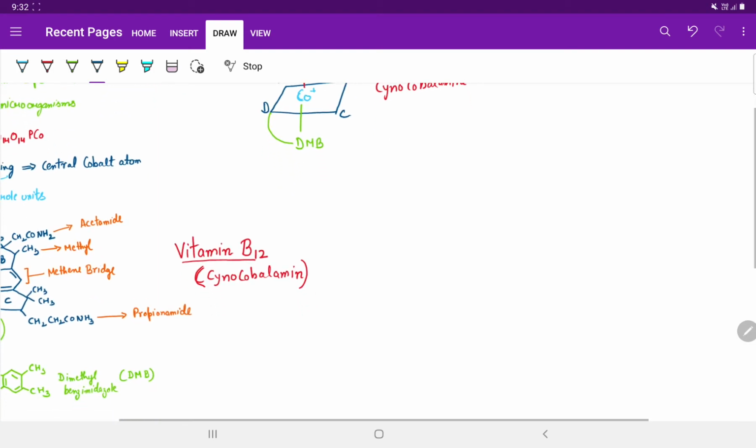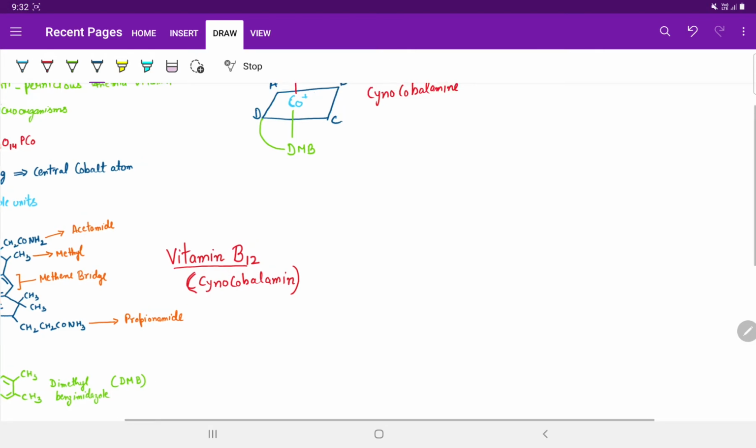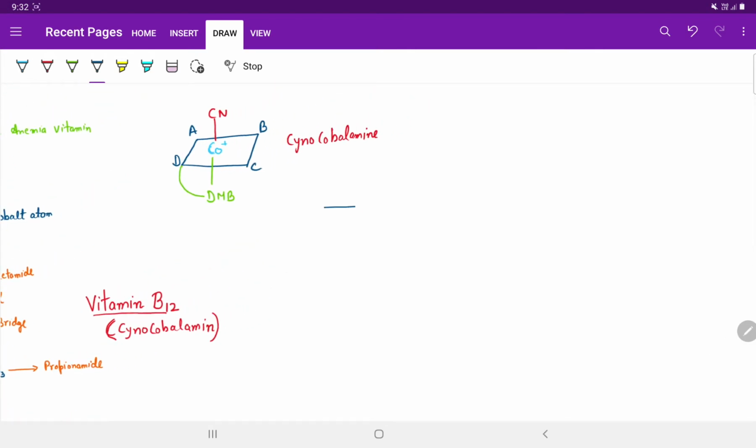So other than this cyanocobalamin, there occurs a methylcobalamin also. Just the difference is that instead of the cyanide, a methyl group will be attached and the rest of the structure remains the same. So at this position, when CH3 is attached, it is known as methylcobalamin.